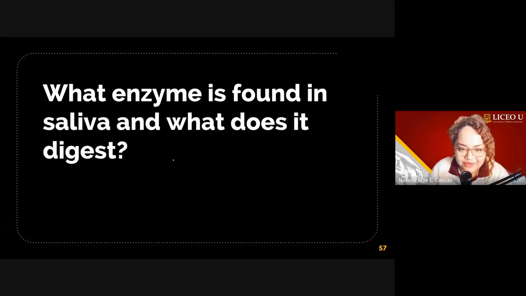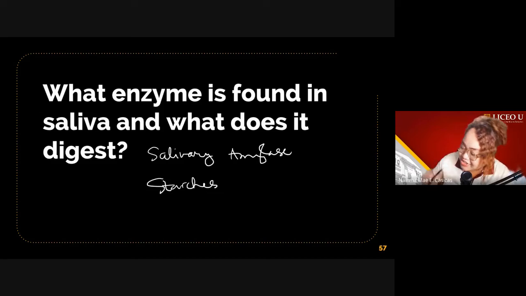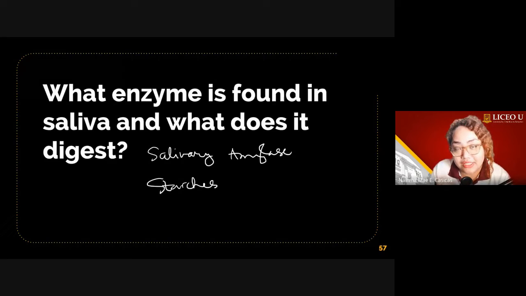Okay, so salivary amylase, and then it digests starches. Starches are basically carbs, carbohydrates. Why is it specific to starches? Because starches are the most complex of all sugars, no? You have your monosaccharides, polysaccharides, and then your starches. Your starches are basically very long chains of carbohydrates, very long chains of carbon and hydrogen and oxygen. So it is difficult, it takes time to digest starches. All right.